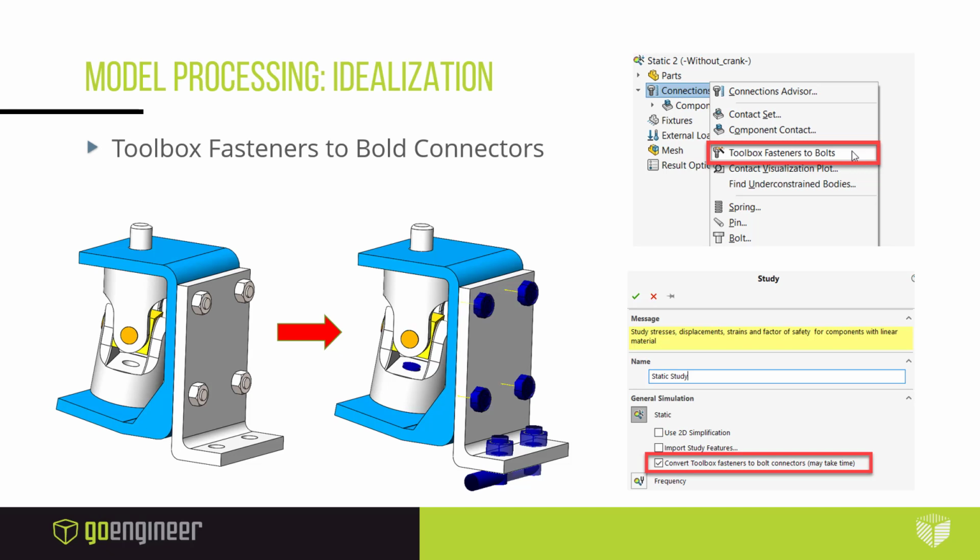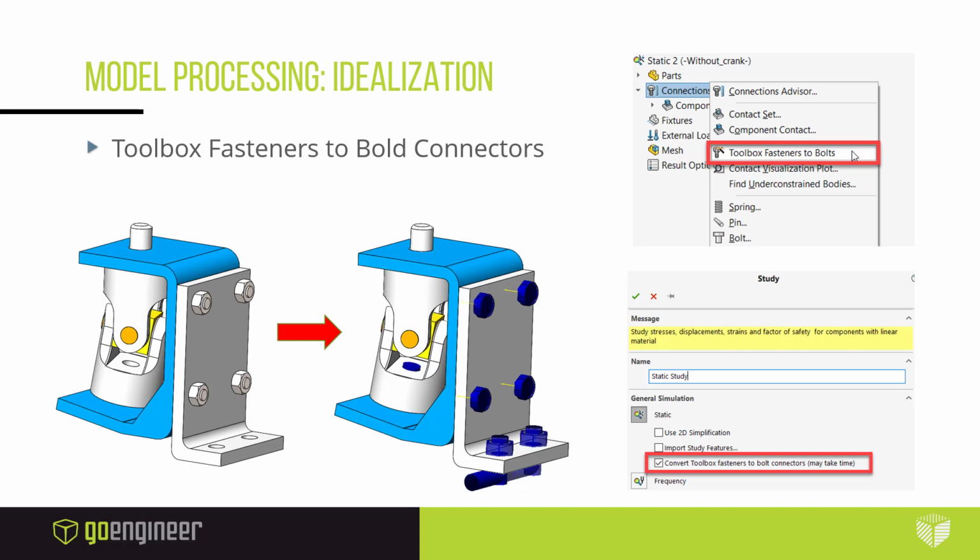To implement this functionality, one can click the option Convert Toolbox Fasteners to Bolt Connectors during the creation of the study, or if the study has already been created, you can also right-click on the Connections folder and select Toolbox Fasteners to Bolts in the Simulation design tree. It's important to note that this capability is included for installations with licensing of Simulation Professional or above.